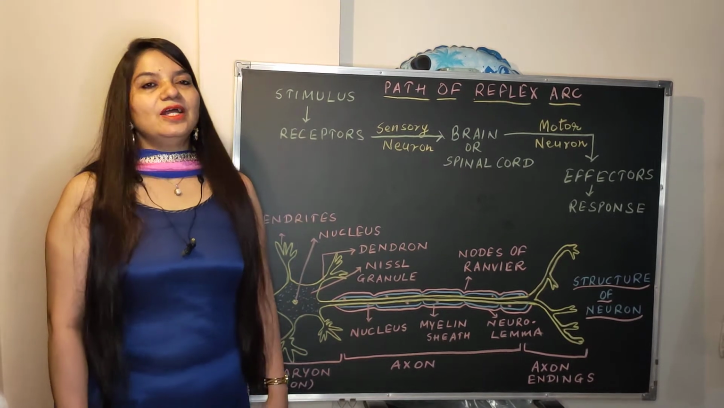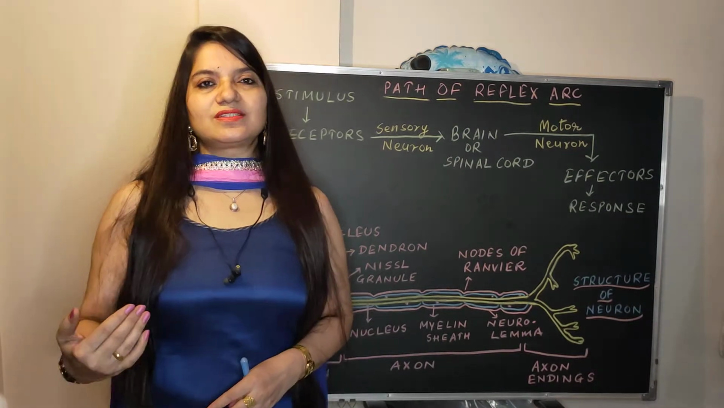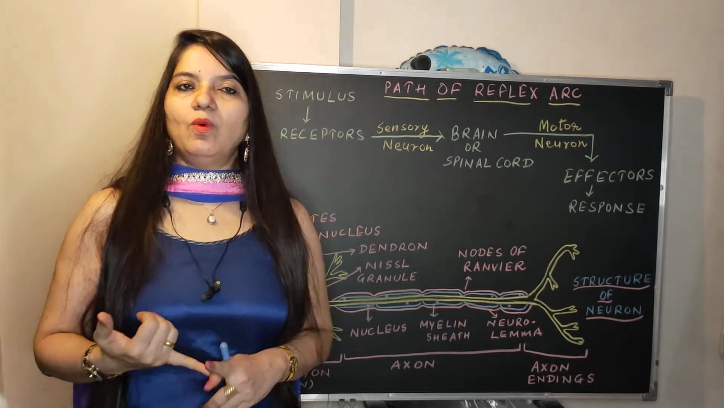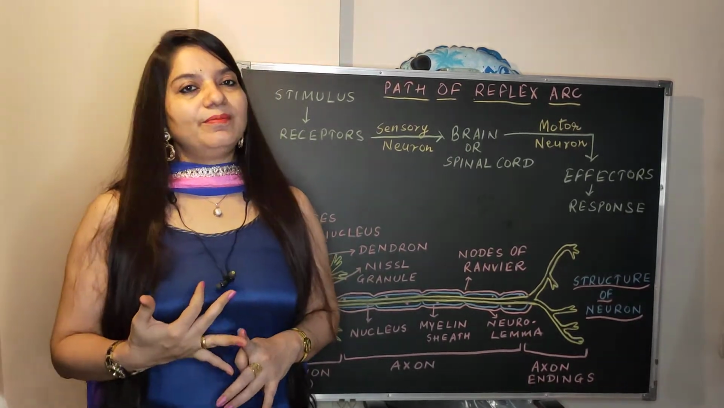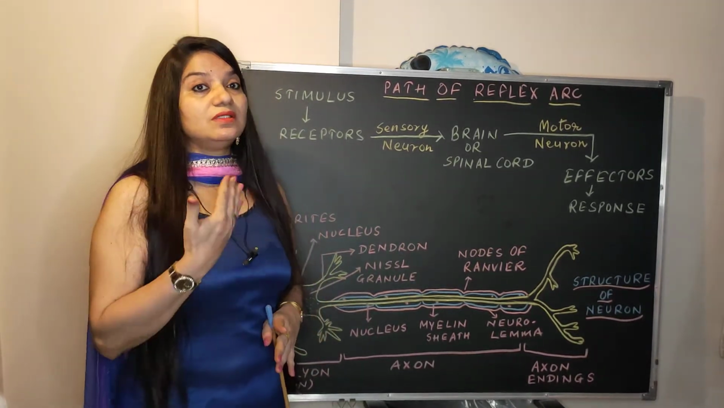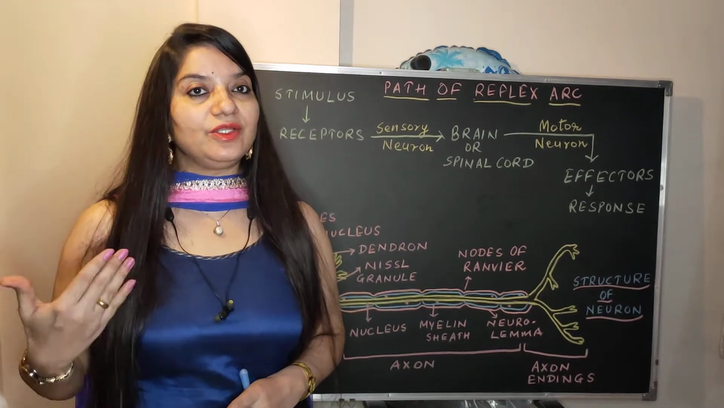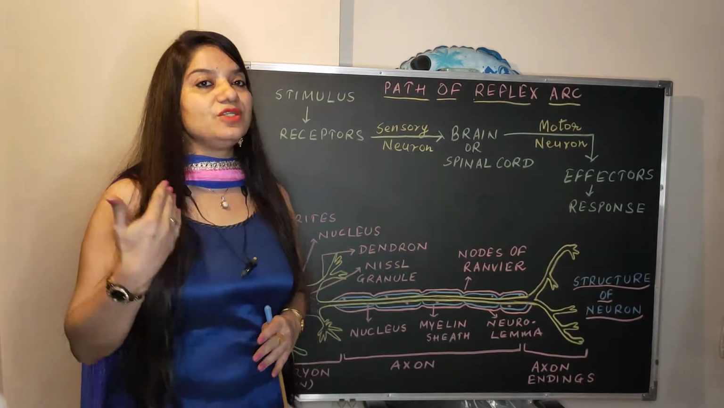Hello everyone. Today I am going to discuss the nervous system. I have divided the nervous system into three subdivisions: one, neuron; second, brain; and third, spinal cord. Today I'll talk about neurons, the structural and functional unit of the nervous system.